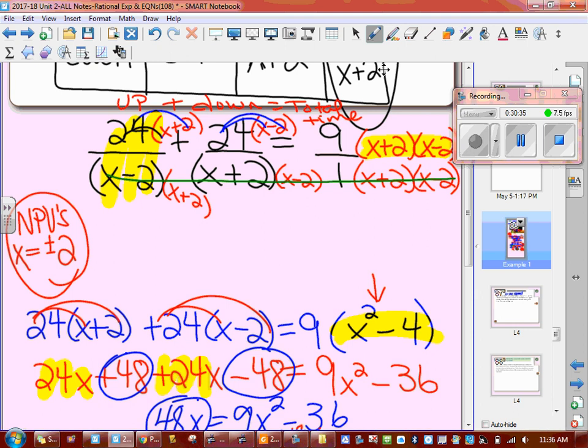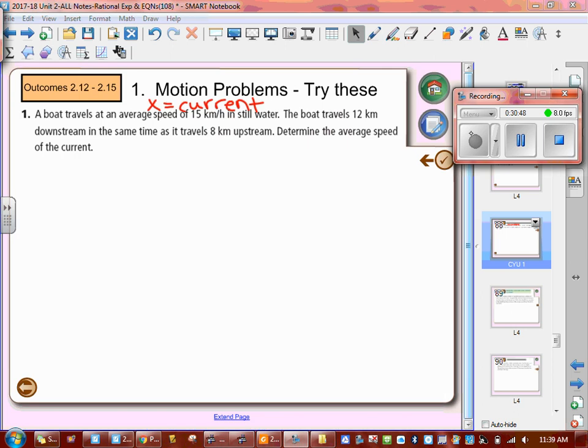Okay, our second motion problem. We have a boat that's traveling at an average speed of 15 kilometers per hour in still water. So they're giving us the speed of our boat. The boat travels 12 kilometers downstream in the same amount of time as it travels 8 kilometers upstream. Last time we had a total time of 9 hours. Here they're saying it's done in equal time.